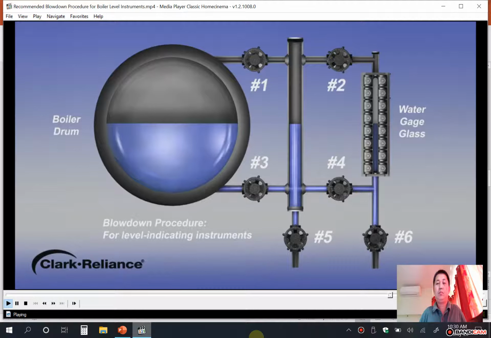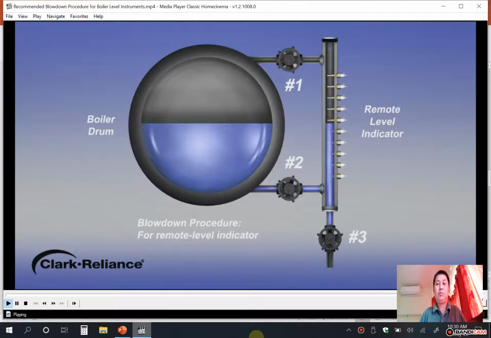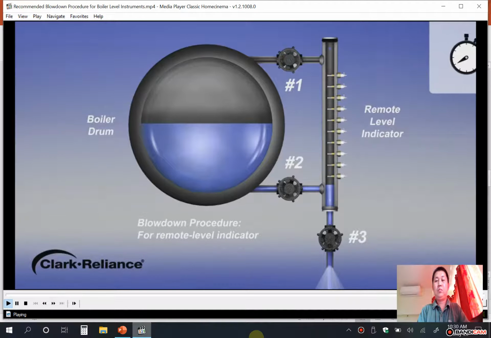If the water level does not promptly return to normal, the connecting piping may be partially clogged and need to be physically cleaned. To begin the blowdown procedure for a power boiler configured with a remote level indicator, first, close the steam valve number 1. Next, with water valve number 2 in the open position, open drain valve number 3, and the water will discharge.